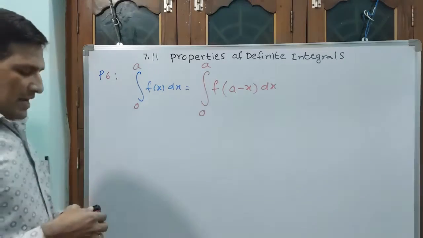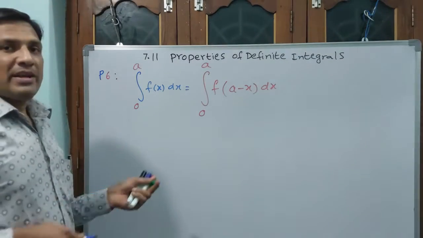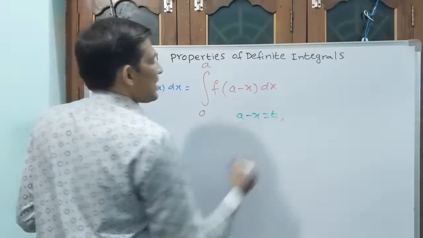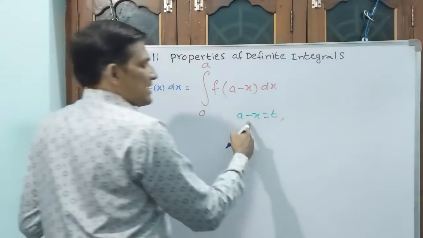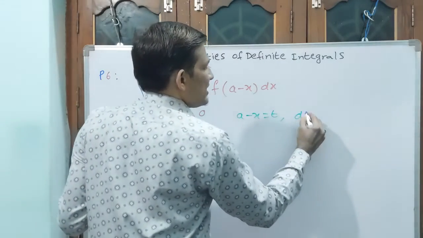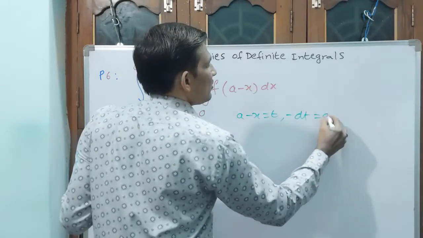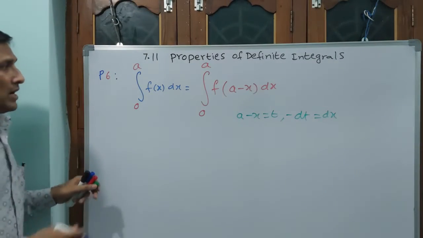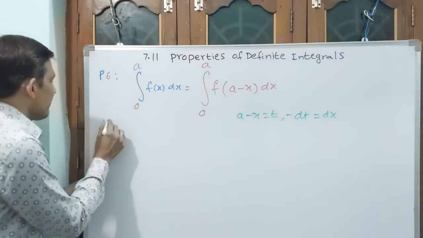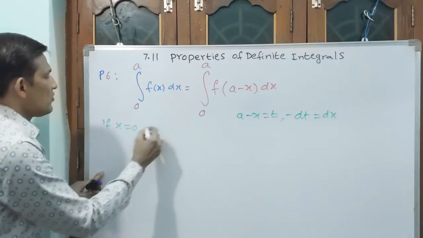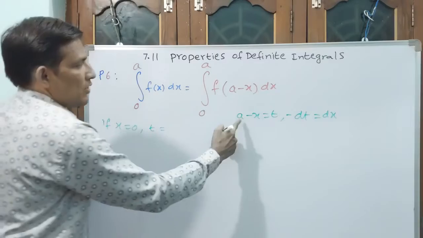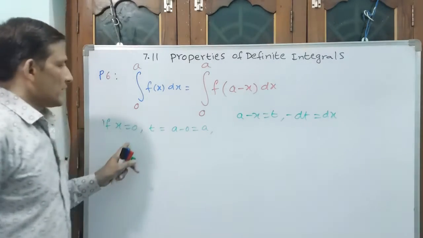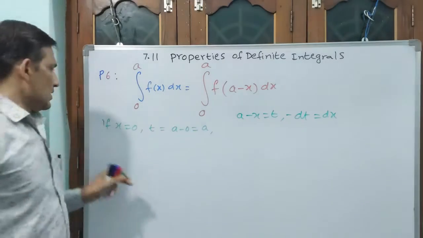See what I am doing here. I am taking a minus x as t. Let a minus x is equal to t. Then minus dx is equal to dt, or else minus dt is equal to dx. Is it okay? Minus dt is equal to dx. Now the limits also you have to see. If x is equal to 0, t is equal to a minus 0, that is equal to a.